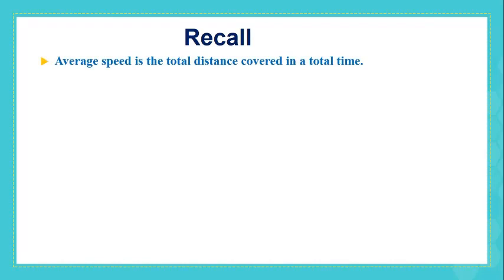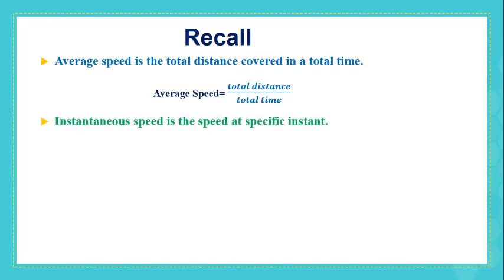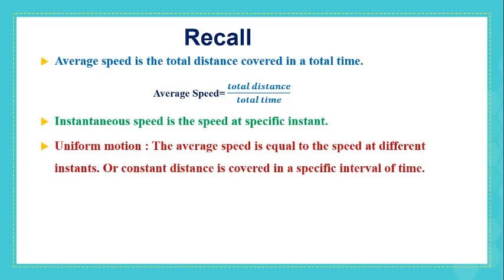Let's remember together the ideas learned in the previous session. We learned that there are two kinds of speed. Average speed, which is the total distance covered in a total time, and instantaneous speed, which is the speed at a specific instant. We also discussed one type of motion, uniform motion.